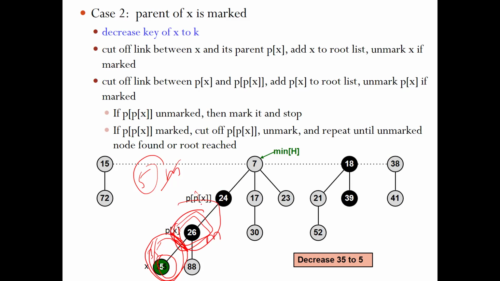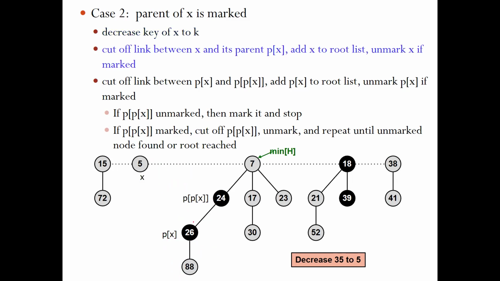And you keep on doing this until you get an unmarked node. This is basically a recursion. You found that the parent is already marked. Why? Because it lost its child. Now you're removing a new child, so this cannot stay here. So you remove this and bring it to the root list. And if it is already marked, you make it unmarked also.